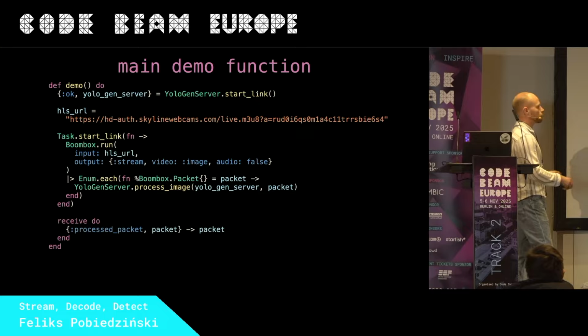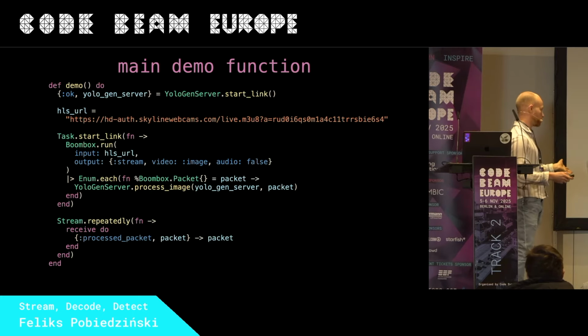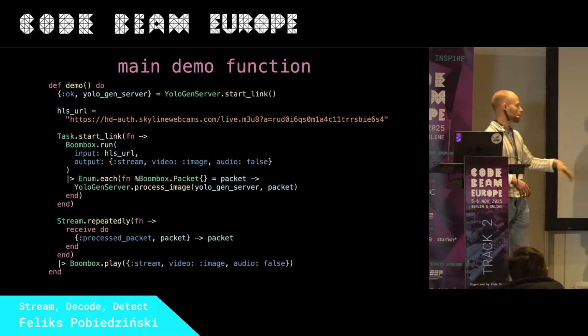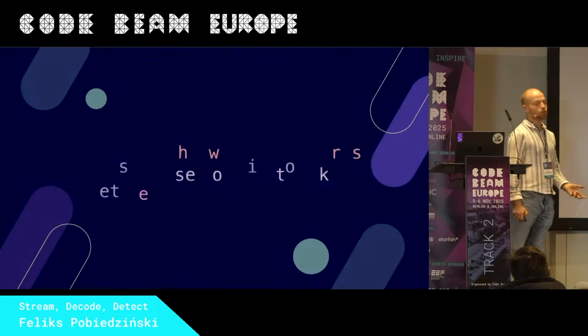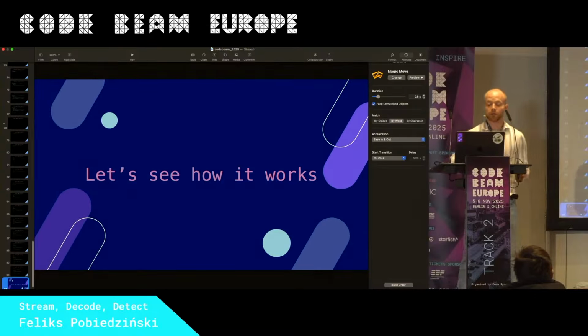Then I can receive modified packets from the YOLO server, and I will do it inside the Stream repeatedly function, so that it will produce an Elixir stream containing modified video frames. The last thing I have to do is to pass this stream to Boombox play and set some parameters to let Boombox know that it should expect only video with no audio. And now we are ready to run our demo.